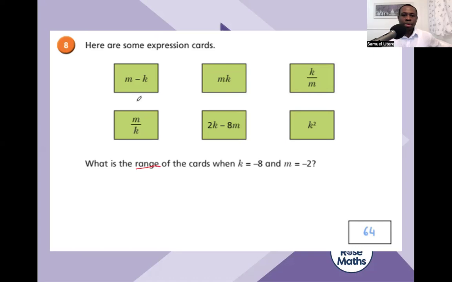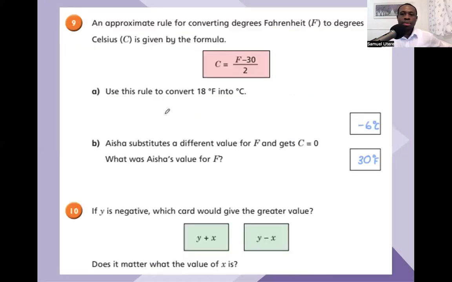So we'll just do the first one. So k is negative 8 and m is negative 2. So this will be negative 2 subtract negative 8 because k is negative 8. These two will become positive. Negative 2 add 8 is 6. So that should be 6. All right, I'll let you do the others and check the answers. I don't want the video to be too long, so I'm not going to spend too much time on this. Pause. Here are the answers for questions 9 and 10.